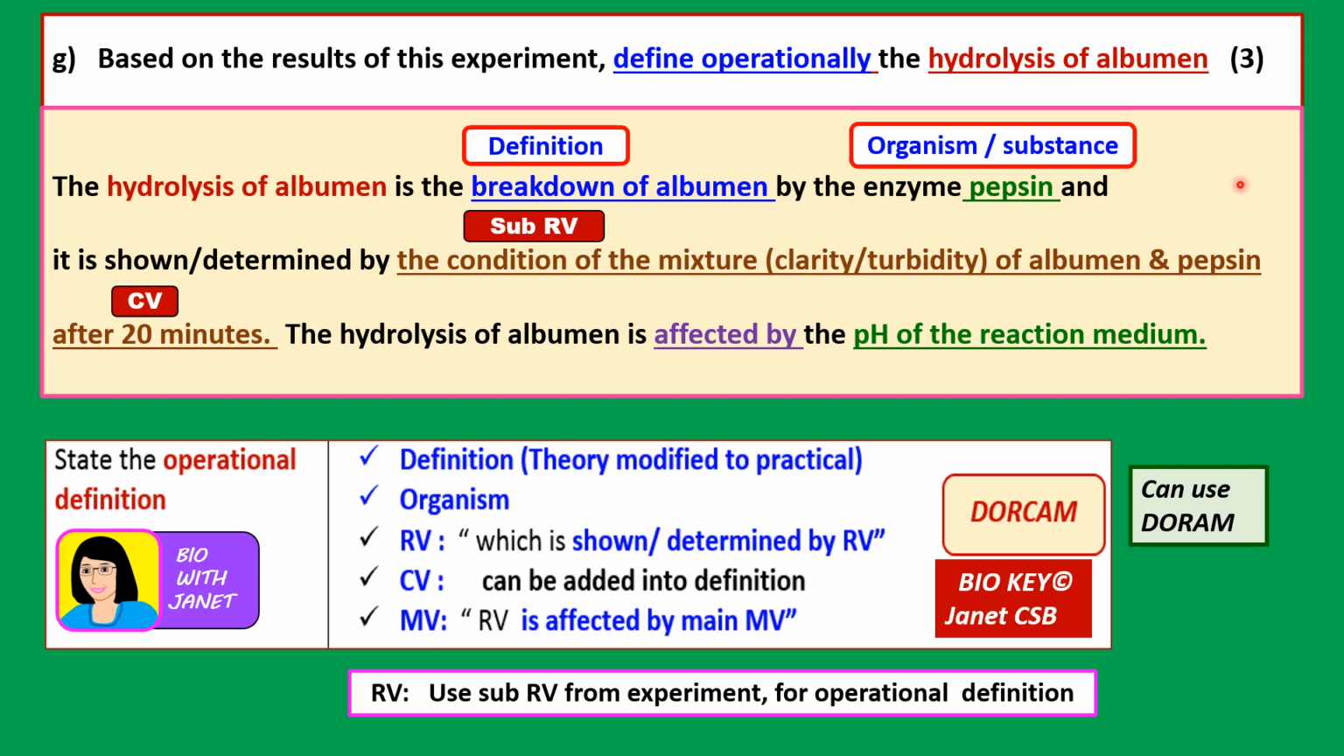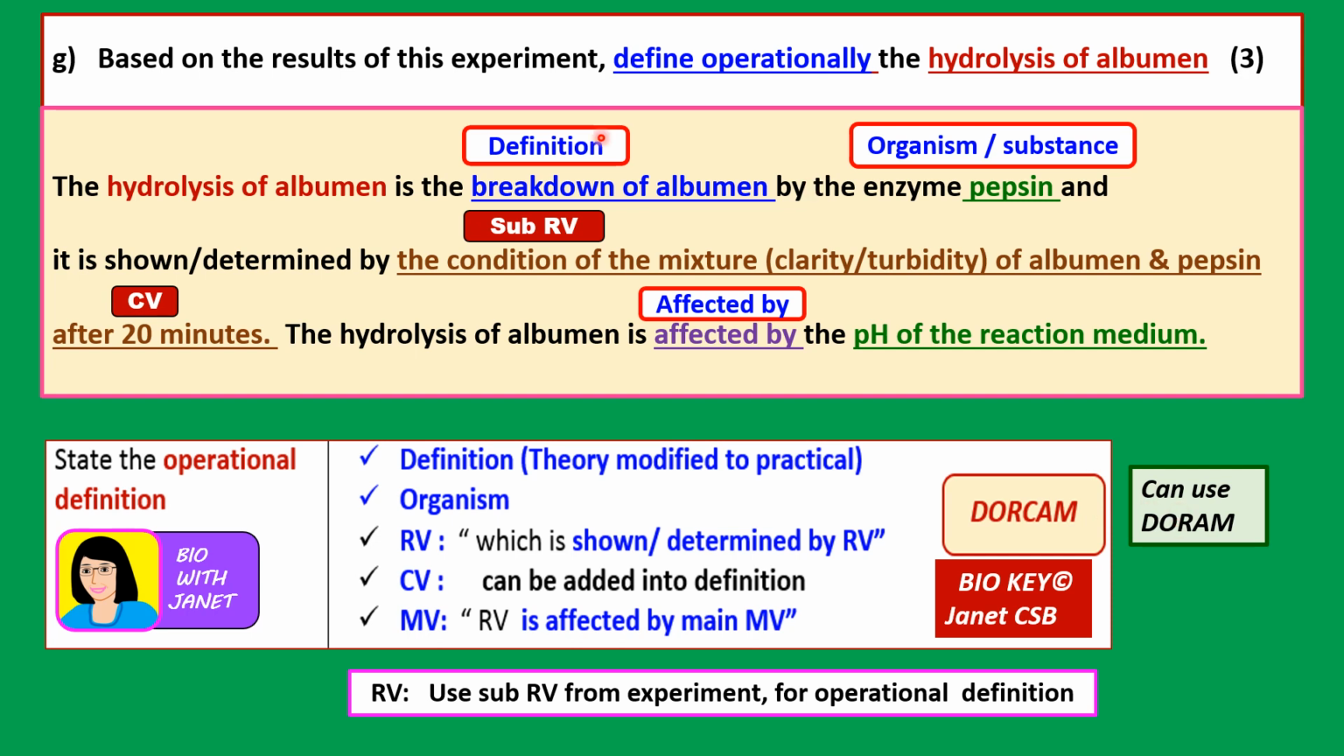The hydrolysis of albumin is affected by the pH of the reaction. Okay, now affected by, right? So you put it in. So all the components of the operational definition are in. Now you can see the word DORAM here, or DORCAM. If you add in the C for constant variable, then it's DORCAM, like the door camera. Camera they put at the door. So, or if not, you can put it as DORAM.